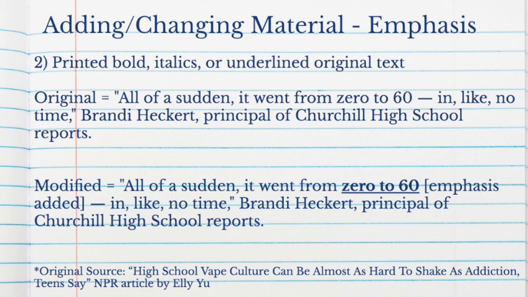In this case, we are adding emphasis just to show how fast the vaping epidemic escalated by bolding and underlining the words "0 to 60," then adding "emphasis added" in brackets afterwards.